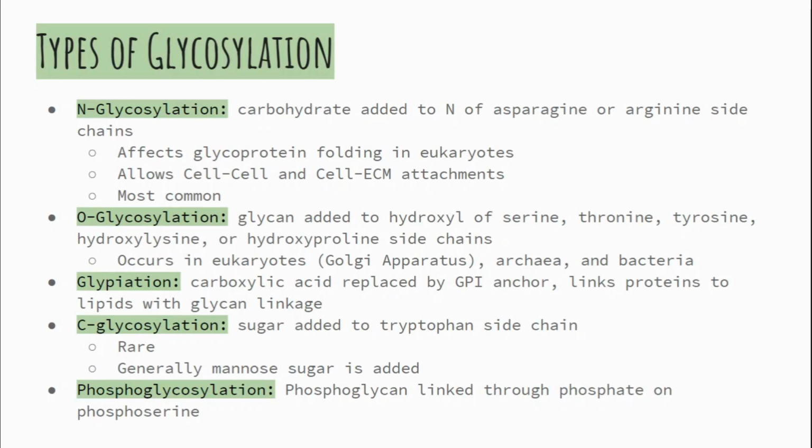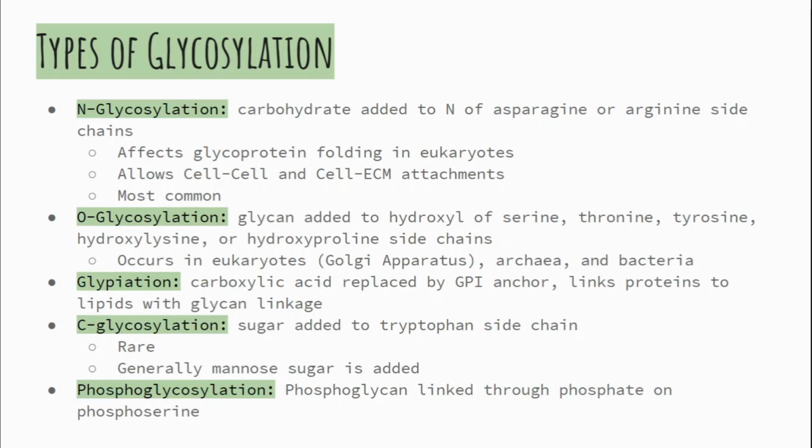Next is O-glycosylation, which is when a glycan is added to the hydroxyl of serine, threonine, tyrosine, hydroxylysine, or hydroxyproline side chains. This occurs in eukaryotes in the Golgi apparatus, in archaea, and in bacteria.